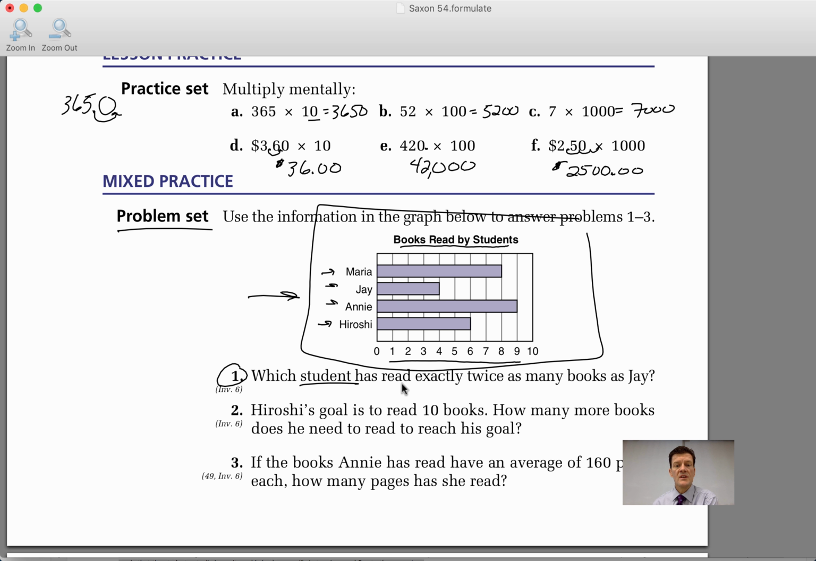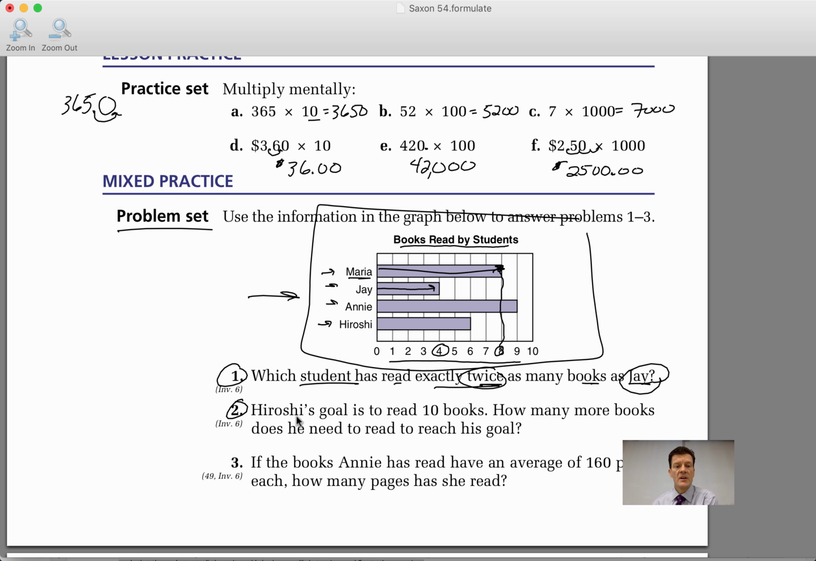Number 1, which student has read exactly twice as many books as J? So let's find J first. J has read 4. So we want to go twice that up to 8. And that person, if we go to 8, we find that, oh, yep, Maria has read a total of 8 books.